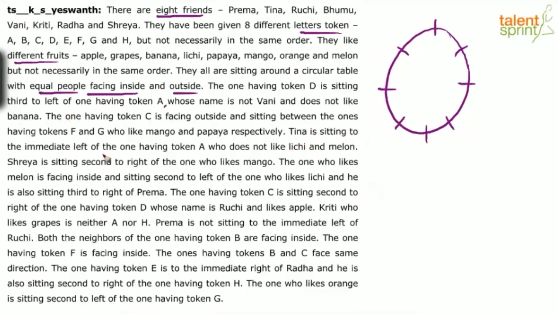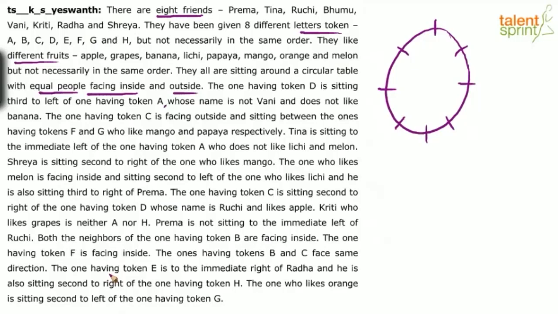Tina is sitting to the immediate left of the one who is having token A, who does not like lychee and melon. Shreya is sitting second to the right of the one who likes mango, but mango is connected here, so this point can be used. The one who likes melon is facing inside and sitting second to the left of the one who likes lychee, and he's also third to the right of Prema.